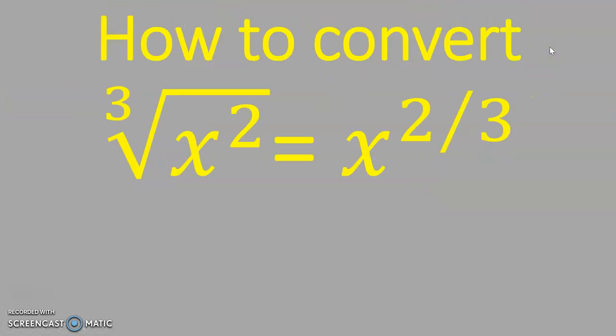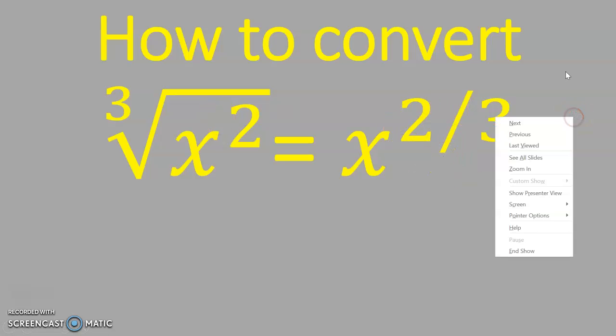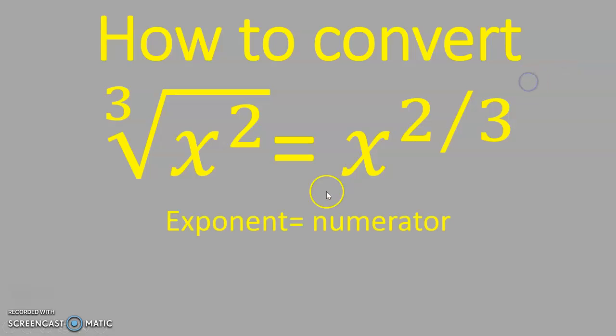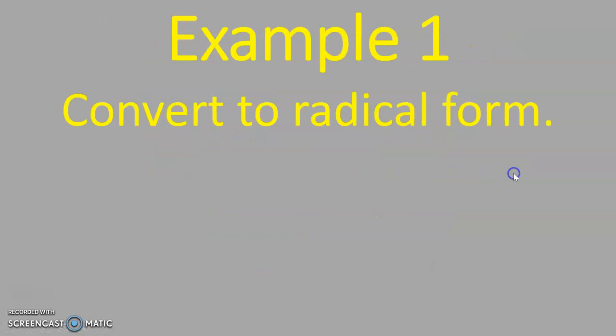So how do you convert between the two? Here we have radical form, here we have rational exponent form, and you can see the pattern pretty simply here. The exponent of the radical side is your numerator, whereas the index is the denominator. So you just have to remember exponent goes on top of index.